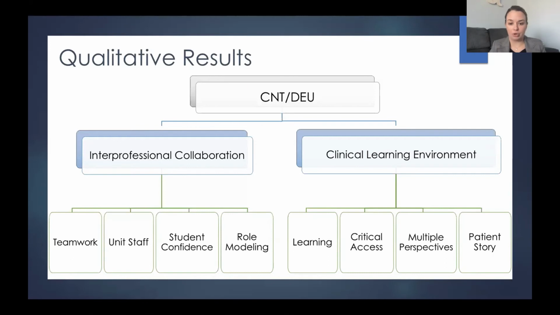So for interprofessional collaboration, students noted an abundance of teamwork and friendliness from the unit staff. The students reported an increase in their confidence, and the CNTs proved to be great role models for these students. For the clinical learning environment, students reported their nursing knowledge increased and that they liked the opportunity to see different areas of nursing. They also recognized that working the nurses' shifts allowed them to have a greater understanding of the patient's story from start to finish.